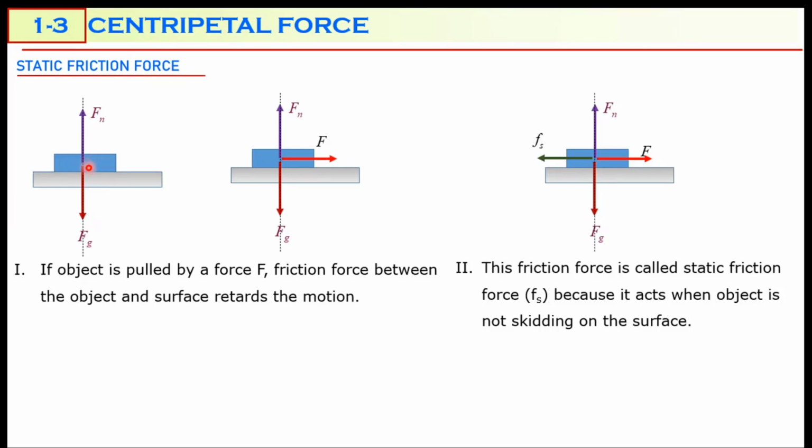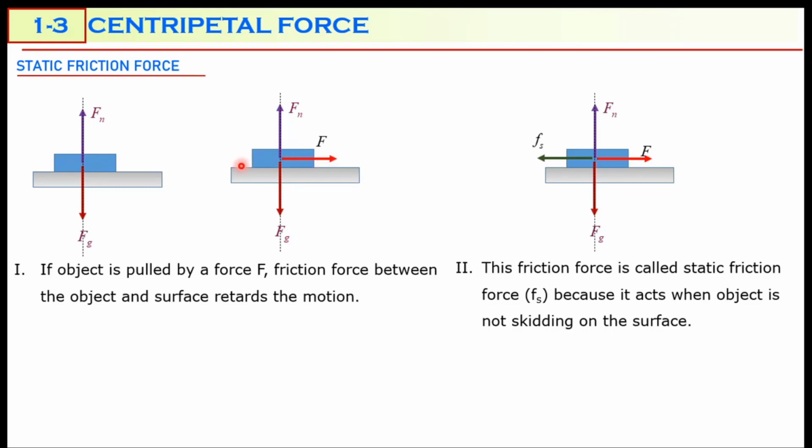If you don't pull this object, there will be no static friction, which means static friction force appears when you start pulling or pushing the object in one direction. So I start pulling this object to the right. That's why static friction appears to the left. But surprisingly, this static friction force is not constant. If you pull this object with 1 newton, static friction force becomes 1 newton. If you start pulling with 2, it becomes 2 newtons. So they balance each other. When you increase the force and pull with 3, it becomes 3, then 4, 4.